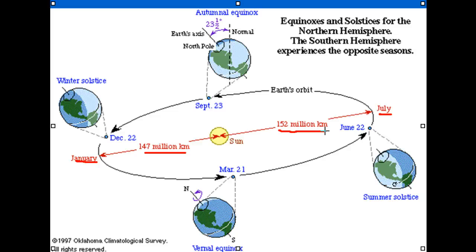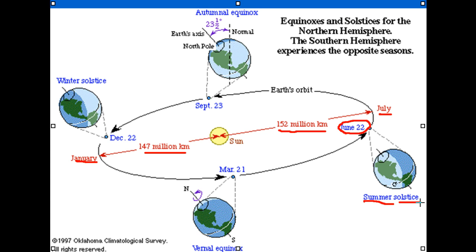Again, look at this diagram and find June 22nd. June 22nd is right here. So write that date in your notes, June 22nd. And after it, write the words summer solstice, which is right down here. Write the words summer solstice. Now, this is the day summer starts, supposedly.